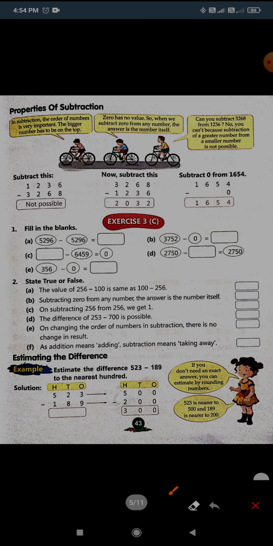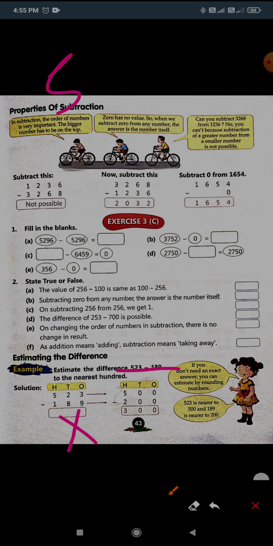Here you can see this question given at the bottom of the page. Estimate the difference 523 minus 189 to the nearest 100. So for this, first you have to find the nearest number. Don't do the calculation here. First calculate the nearest 100 number.